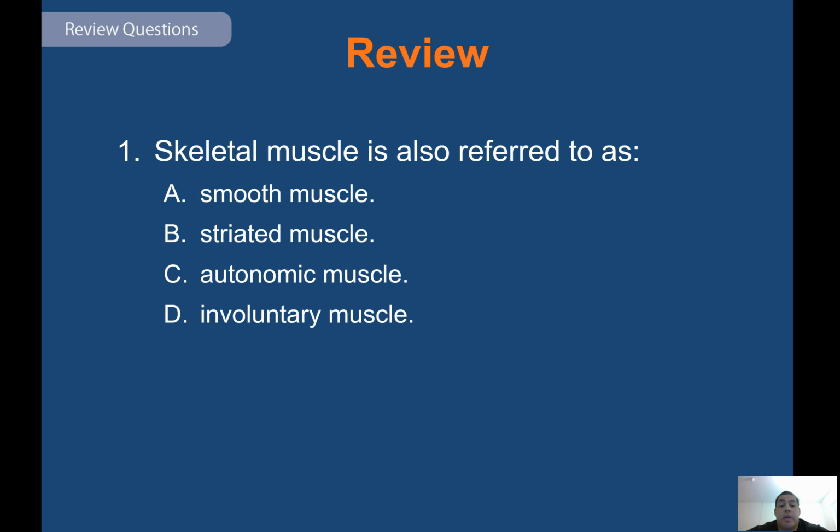So, review: skeletal muscle is also referred to as what? How many different types of muscle do you guys have?